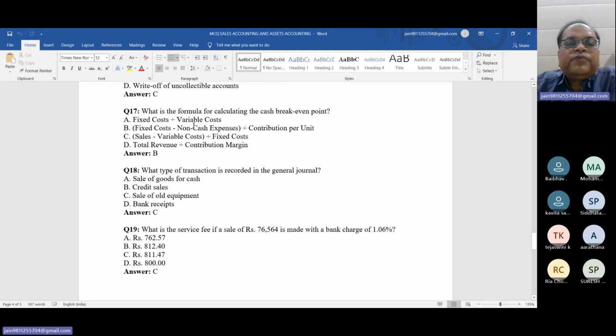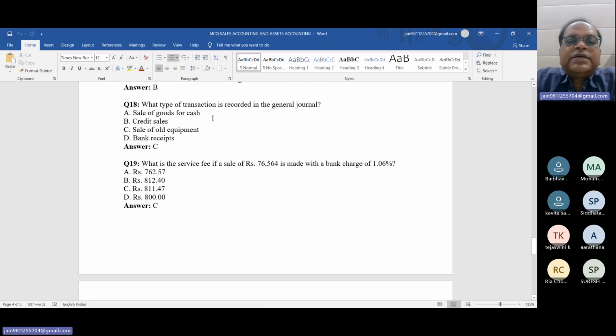Now, which is the formula to calculate the cash break-even point? We have already done the same concept with the practical question also. So the formula is fixed cost minus non-cash expenses divided by contribution per unit. In one of the questions, the non-cash expenses given were depreciation and preliminary expenditure, and both are non-cash expenditure. The contribution per unit means S minus V, sales minus variable cost.